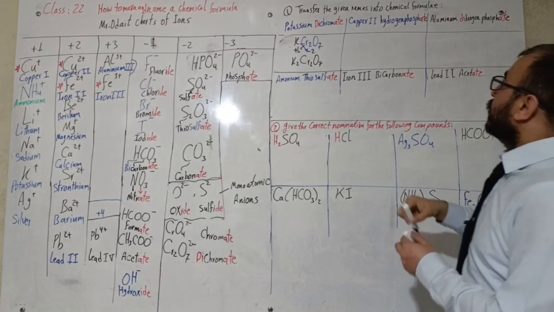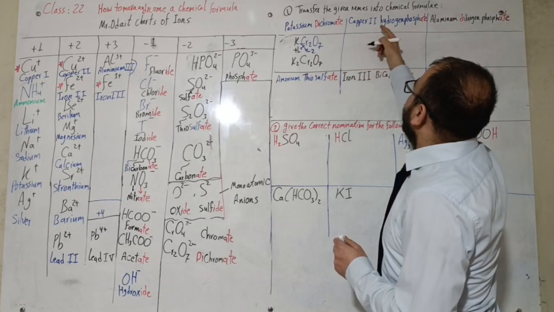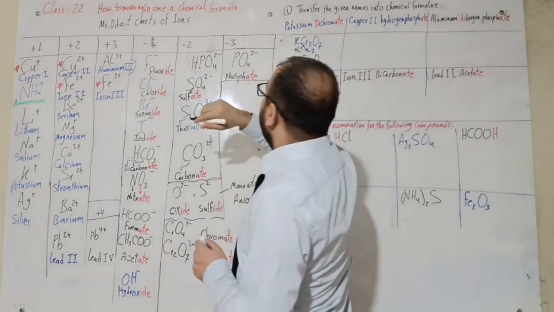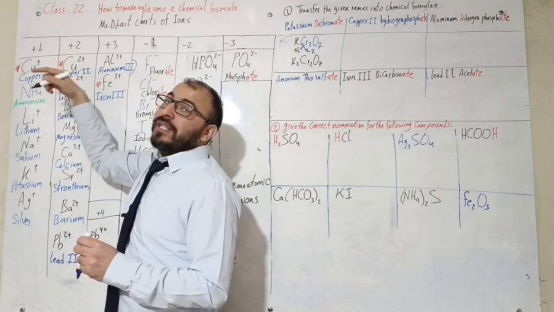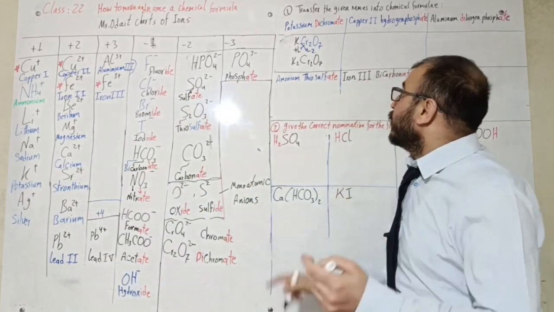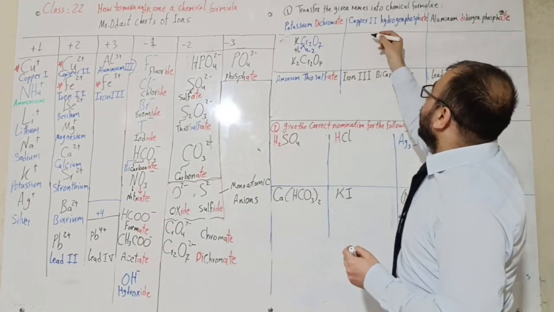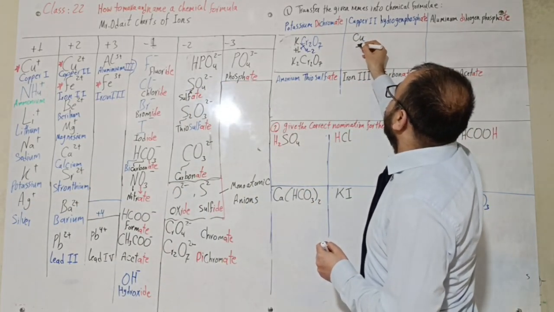Then, my friends, we started the second one, the copper. We have copper 2. Here, for copper, I have two options. So they said copper 2, it means this copper atom has lost 2 electrons to become a copper 2 cation. I write Cu and here 2.